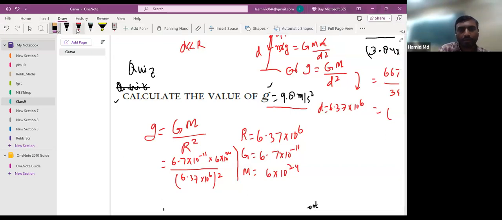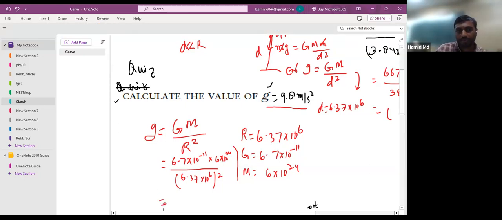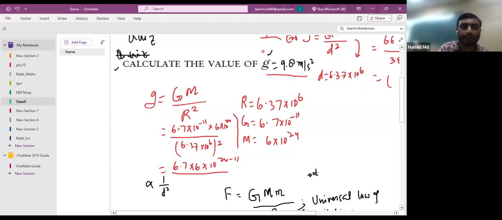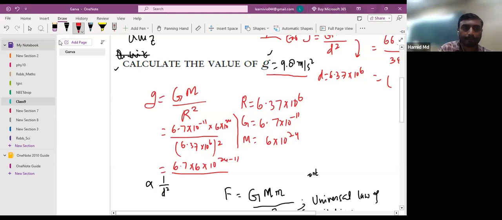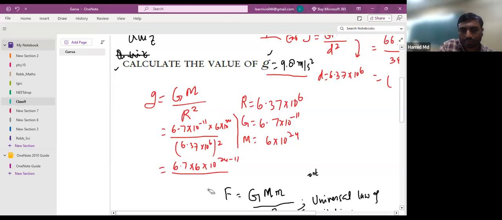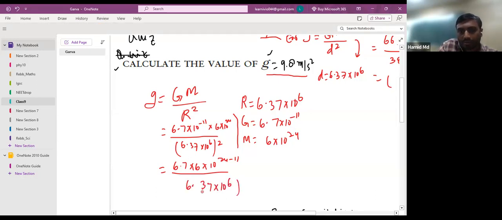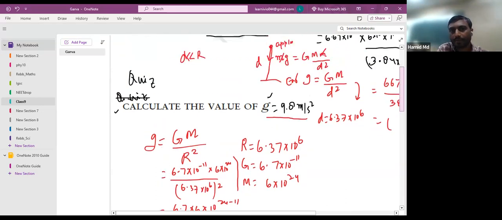Did you get? Rumeza got 9.8 approx. Let me check. 6.7 into, so first I'll do some manual calculation. So this is 6.7 into 6 into 10 raised to the power 24 minus 11, divided by R, which is 6.37 into 10 to the power 6. So all values are correct? Do you think all values are true?